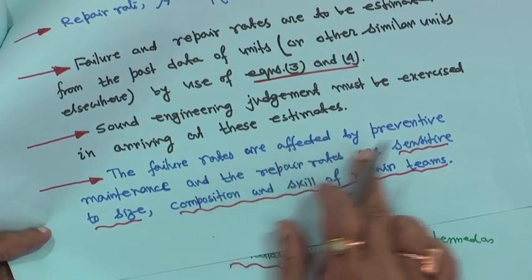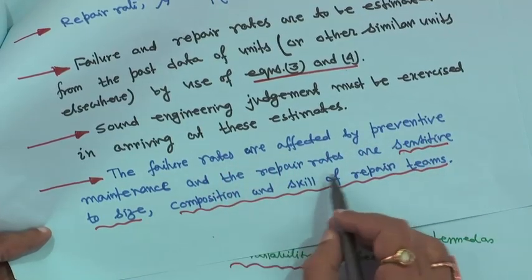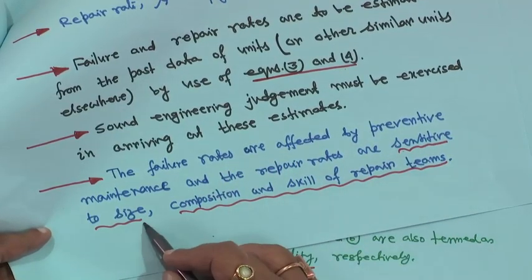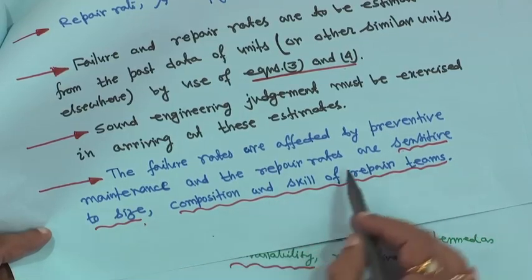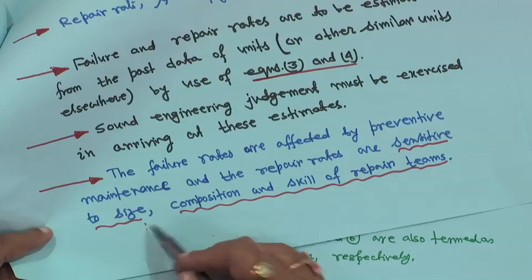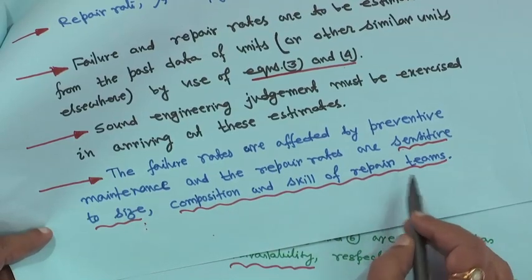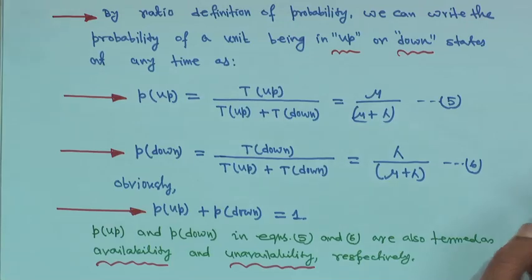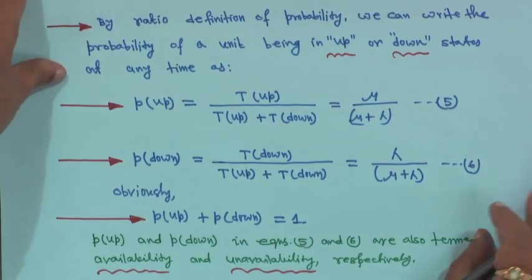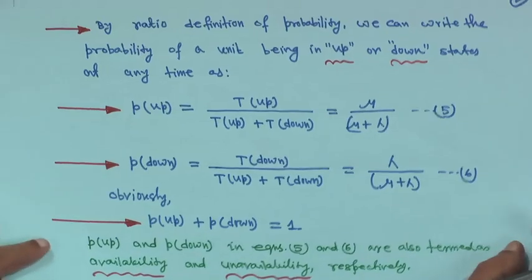The failure rates are affected by preventive maintenance and the repair rates are sensitive to the size, composition and skill of repair teams. It is true, repair rates are sensitive to size, composition, skill of the repair team, the persons actually involved in this job, actually how quickly they can restore it. But you will find in those jobs people are most efficient.